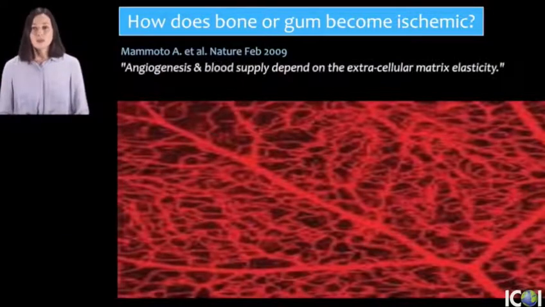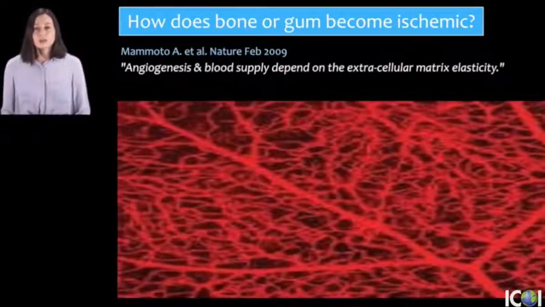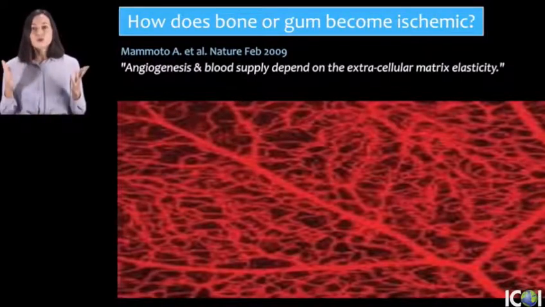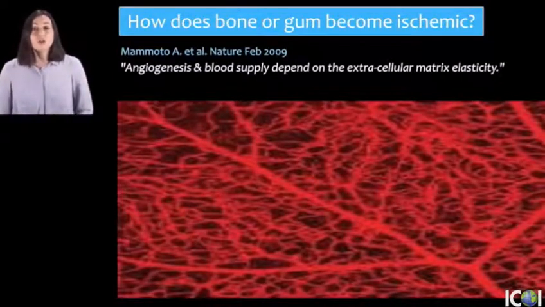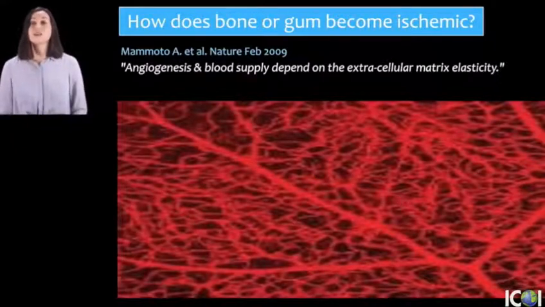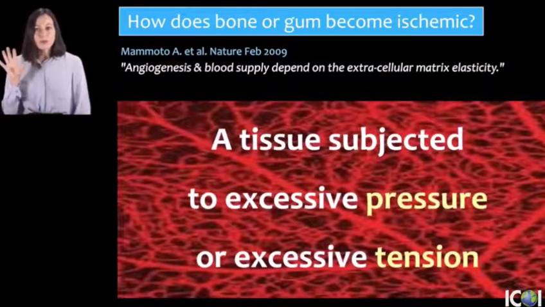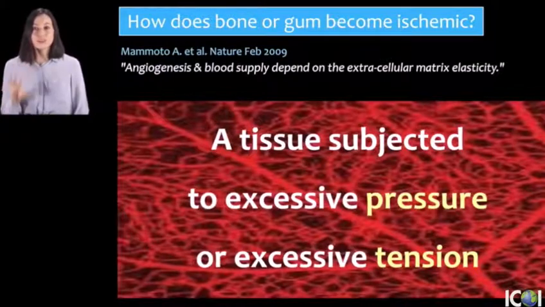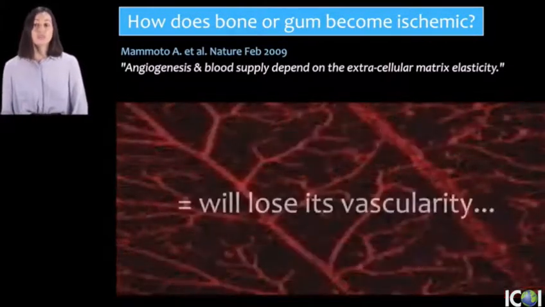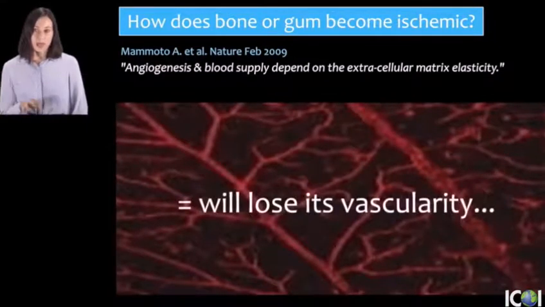Speaking of blood supply, how does a tissue become ischemic? From this huge article of Mamoto, we know that angiogenesis and blood supplies depend on the extracellular matrix elasticity. In simple words, if we apply pressure or tension on a tissue, it will lose its vascularity. And this is how a tissue becomes ischemic.